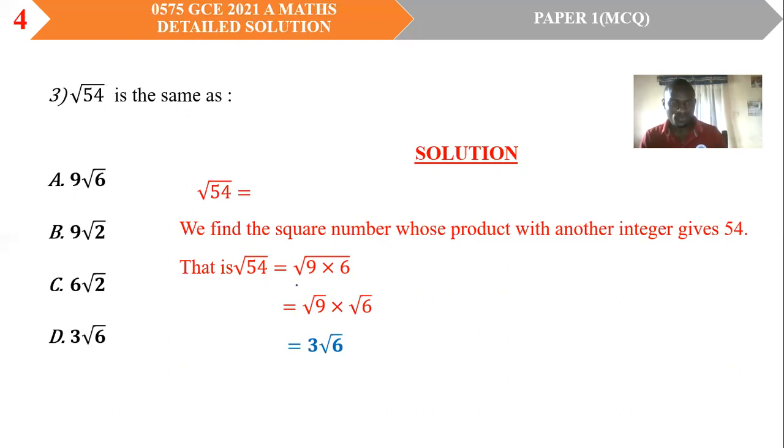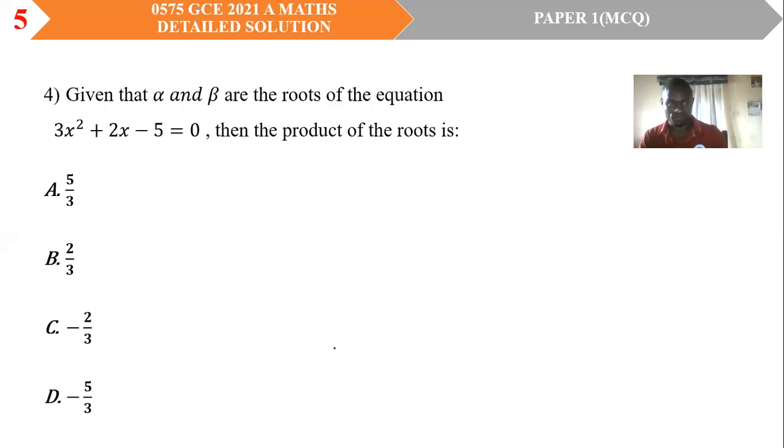Therefore, to simplify root 54, we have the square root of 9 times 6, which is the same as the square root of 9 times the square root of 6. We know that the square root of 9 is 3, and the square root of 6 remains root 6, since 6 is not a square number. Answer D.